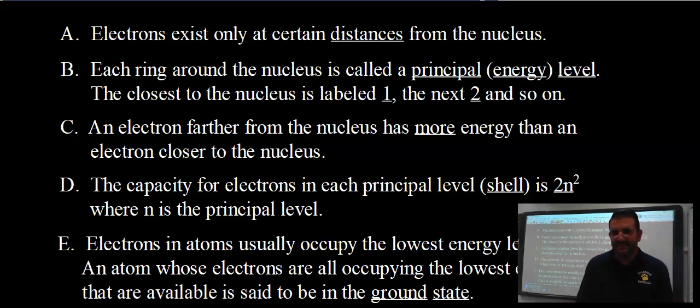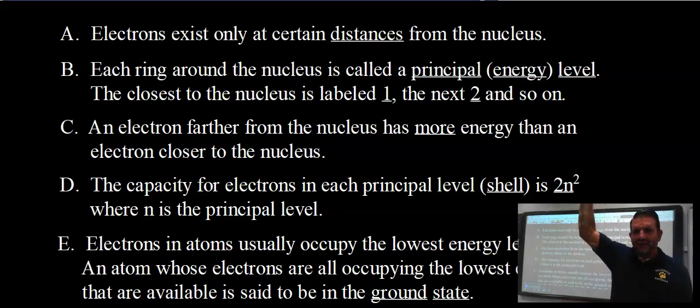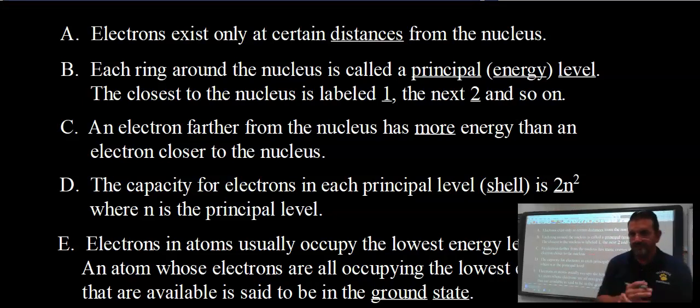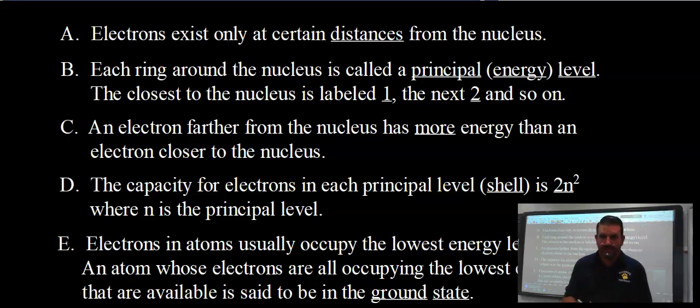These distances from the nucleus are known as principal levels or energy levels. I usually use the term energy level. So it says each ring around the nucleus is called an energy level. The closest one to the nucleus is labeled 1, or the first energy level. The next one is 2, or the second energy level, 3, the third energy level, and so on. Just like as you go up the steps on a ladder, the further an electron is from the nucleus, the more energy it possesses. So electrons further from the nucleus possess more energy than electrons that are close to the nucleus.